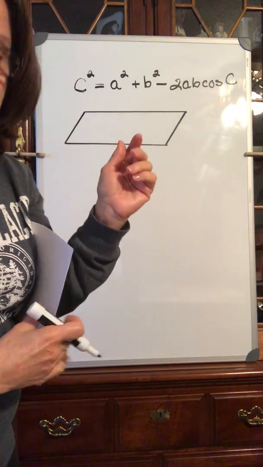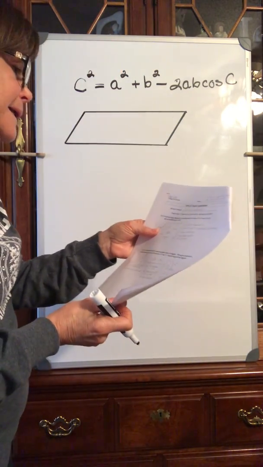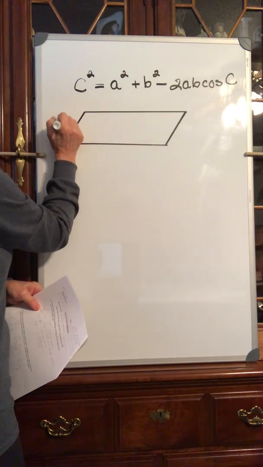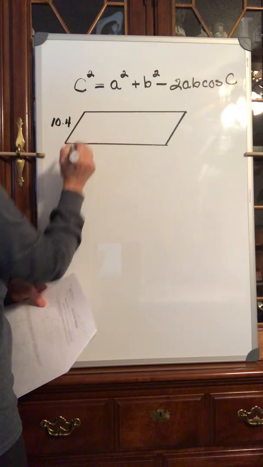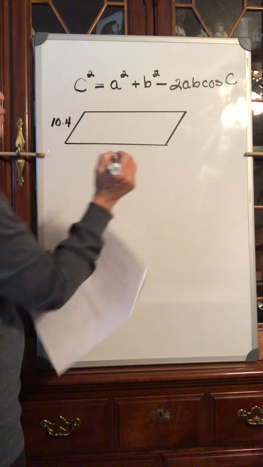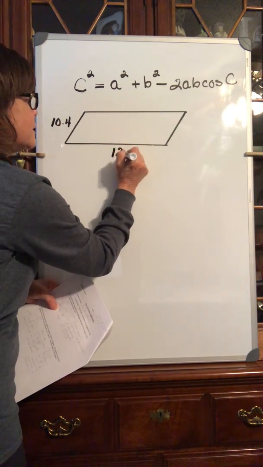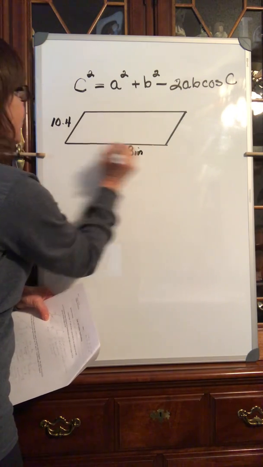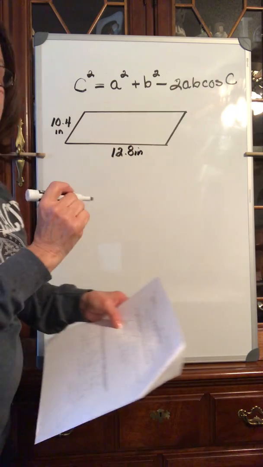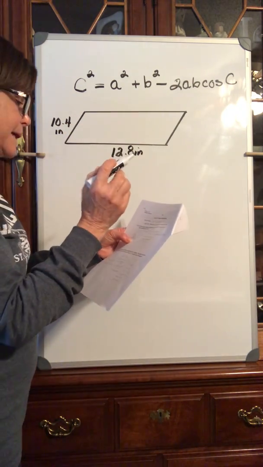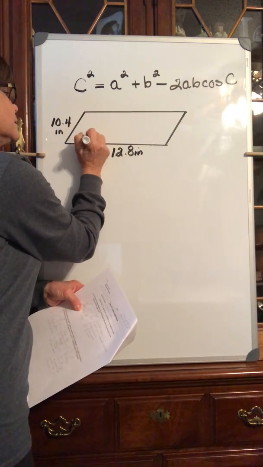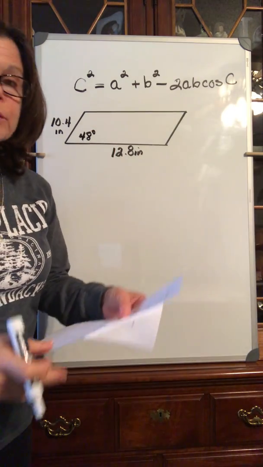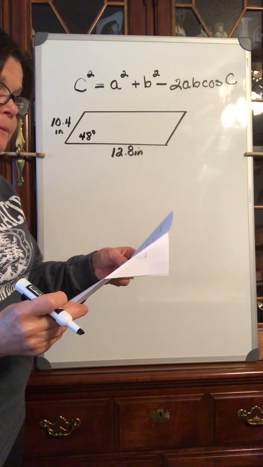What's given is the sides are 10.4 inches. So I'm going to say that this side over here is 10.4 inches. The other side is 12.8 inches. And the included angle, between the two given sides, is a 48-degree angle. And we have to find the longer diagonal of the parallelogram.